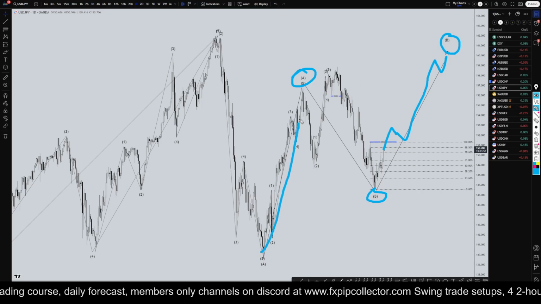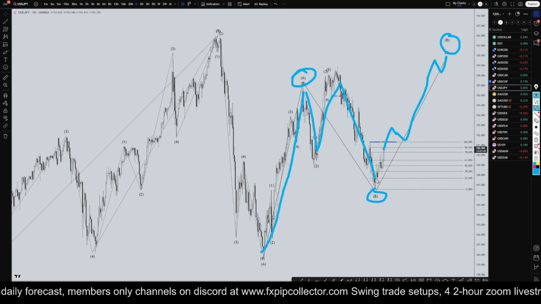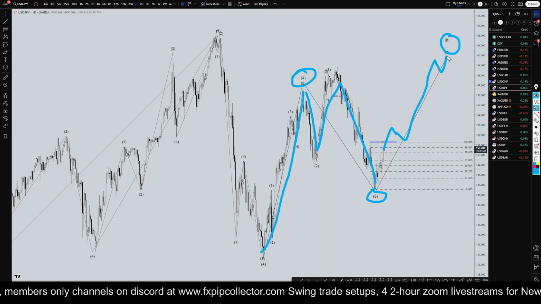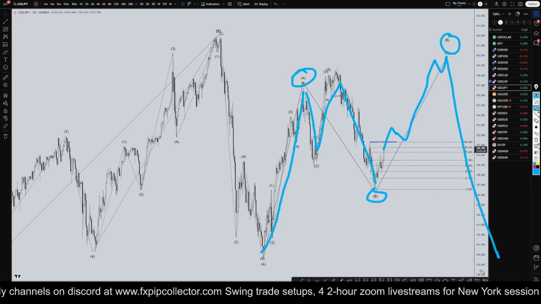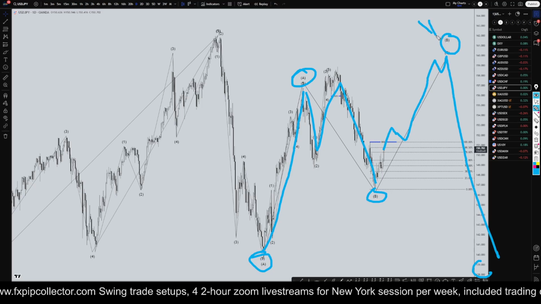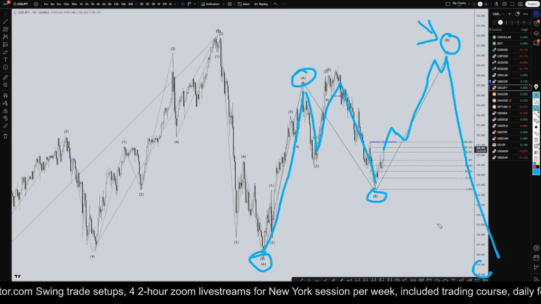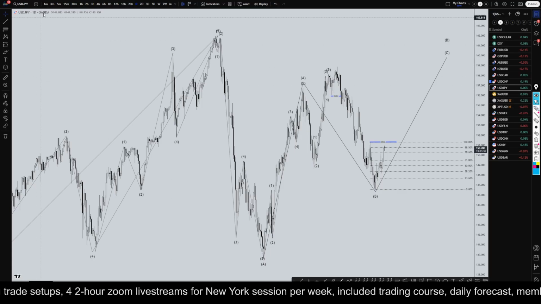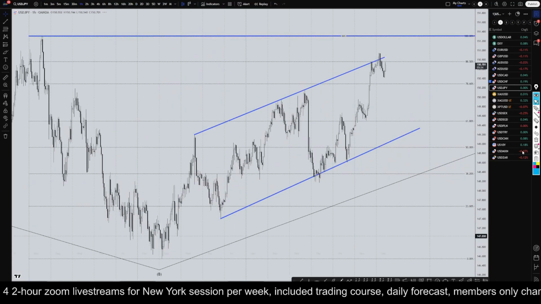You know, this would be 5 waves up for A, this would be 1, 2, 3 down for B, and then up for C, and then end up making the bigger push down for the bigger wave C, because I still think this is an A, this is a B, and then eventually it is going to go down for a big wave C. So I would definitely be focused on the lower time frames.